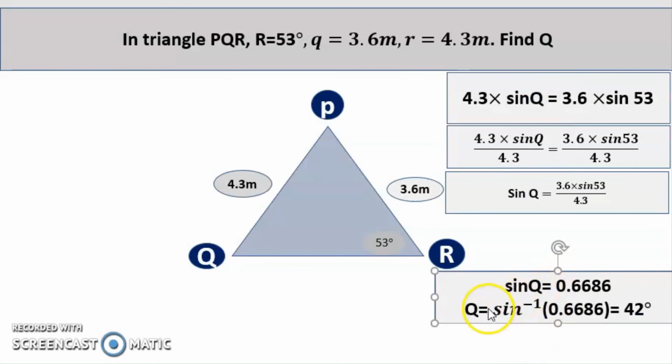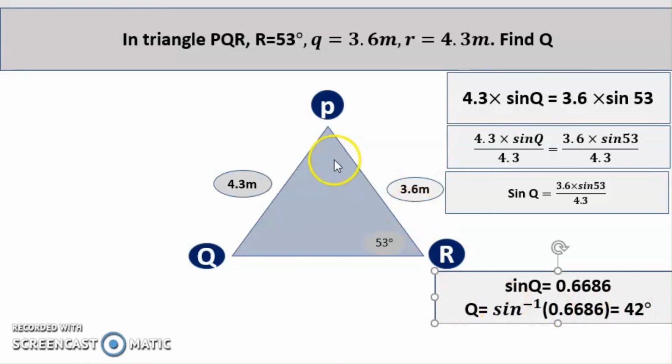So what we will do is to get the sine inverse of this value. So you can take your calculator and get the sine inverse. Just type sine inverse of 0.6686. The value you will get is 42 degrees. So angle Q is equal to 42 degrees.